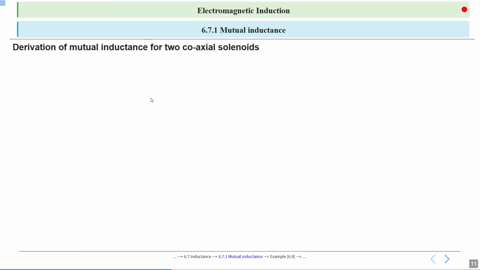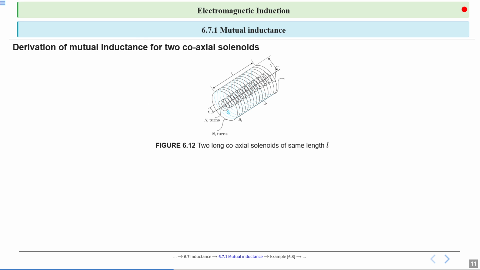Derivation of mutual inductance for two coaxial solenoids. Now this is the figure. There are two coils. The inner coil is S1, the outer coil is S2. We can assume current in any one of the coils, in the inner coil or in the outer coil. We are going to discuss both cases, when current is flowing through S1 and when current is flowing through S2.